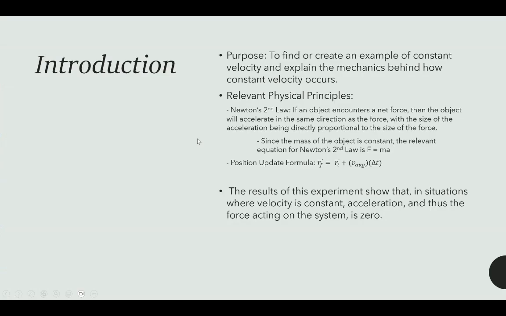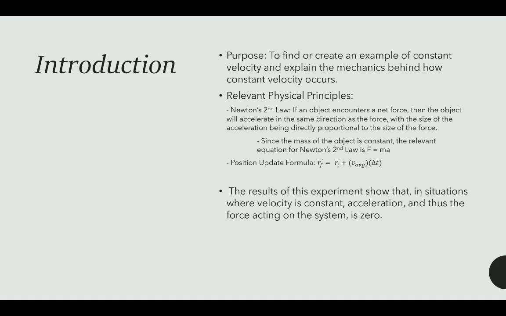Lab 1, constant velocity. The purpose of the lab was to find and create an example of constant velocity and explain the mechanics behind it. The relevant physical principle was Newton's second law, which is defined here. Since the mass of the observed system was constant, we could just use net force equals mass times acceleration, which implies that if acceleration is 0, force is also 0.